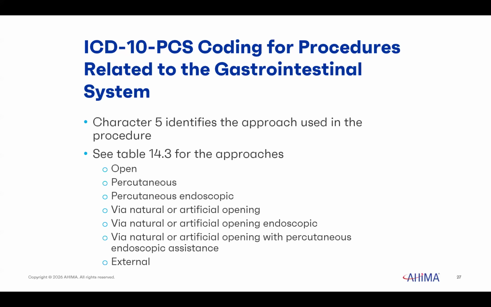The fifth character identifies the approach that's used. These are listed also in table 14.3. This could be open, percutaneous, endoscopic, and so on. Make sure that you're clear on the differences between percutaneous endoscopic and the various natural or artificial opening approaches. The approach is defined by how the physician reaches the operative site, not how large the incision is.